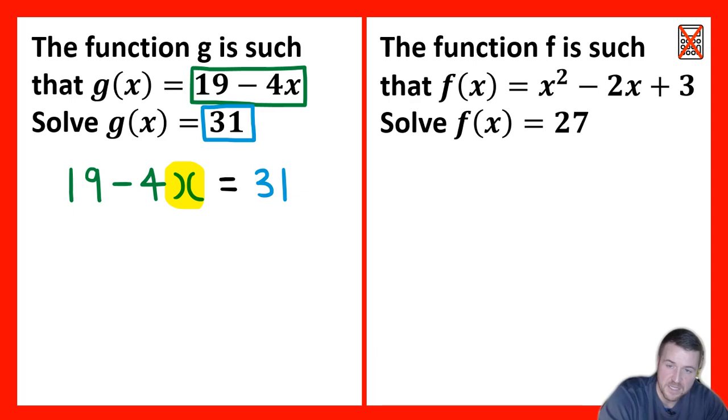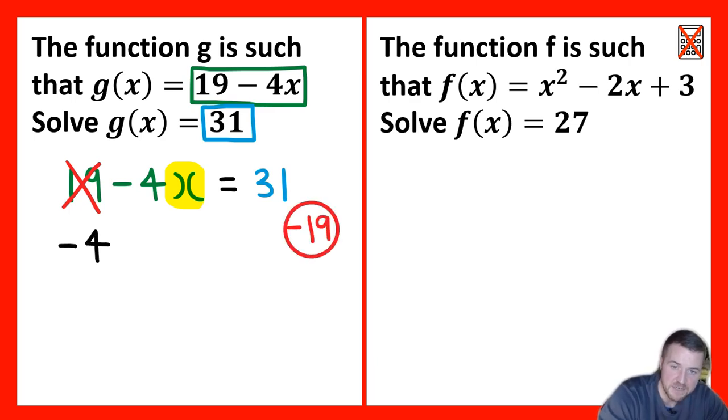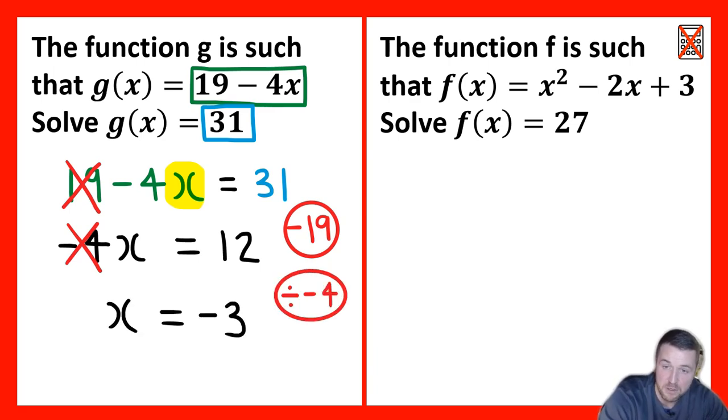So to find x when my function is equal to the output of 31, I can start by subtracting 19 from both sides. This would leave me with negative 4x on the left hand side, and 31 take away 19 is 12. Lastly, to solve for x, I can divide through by negative 4. Therefore, my input value, which gives me an output of 31, would be when x is equal to negative 3.